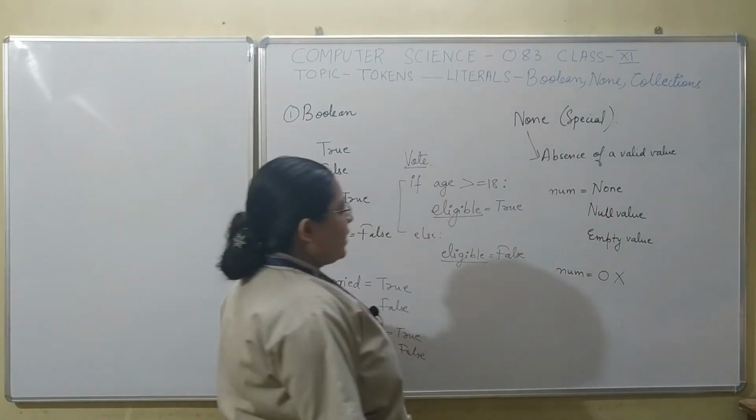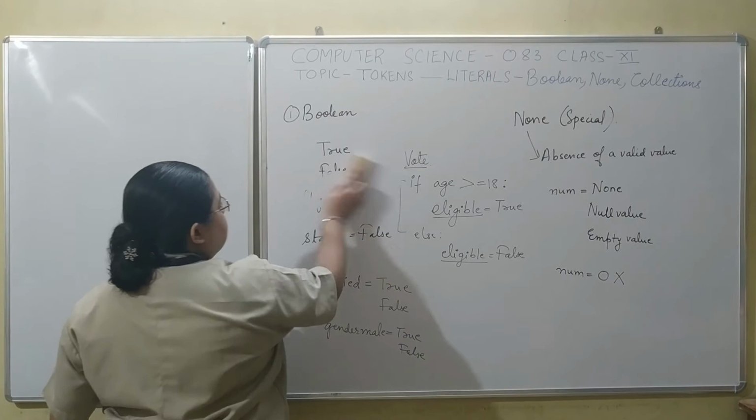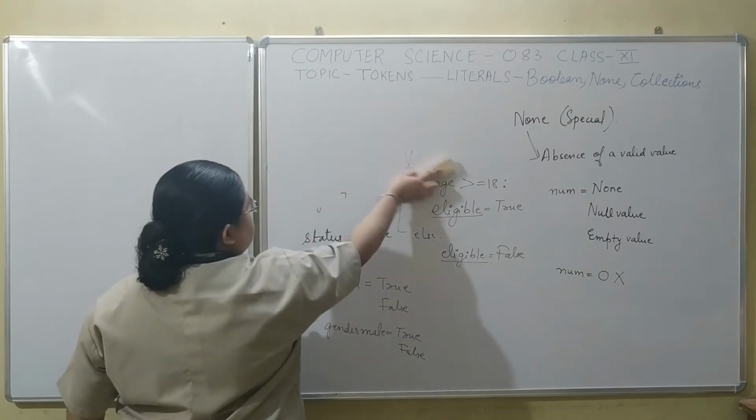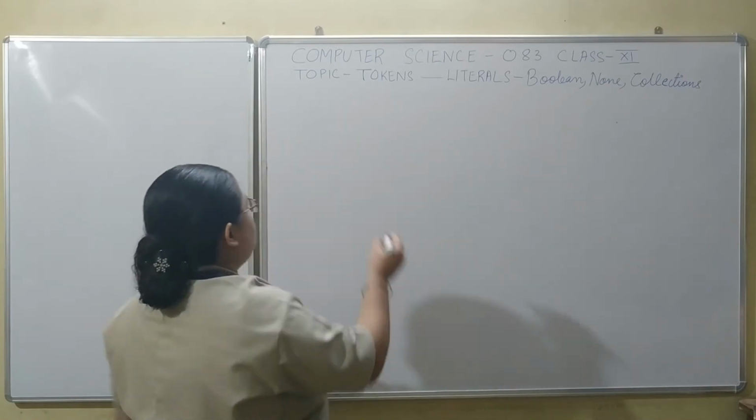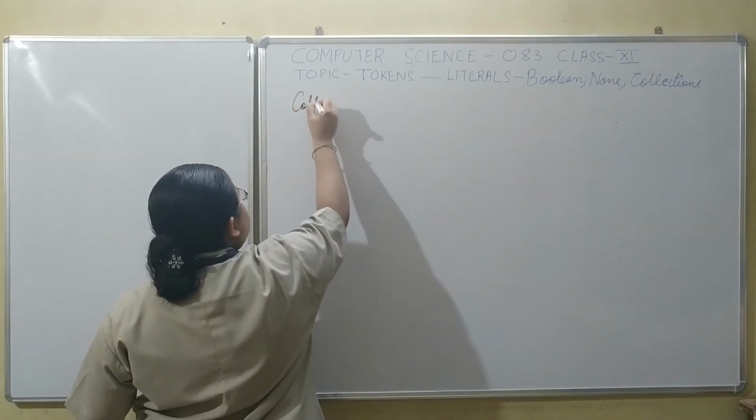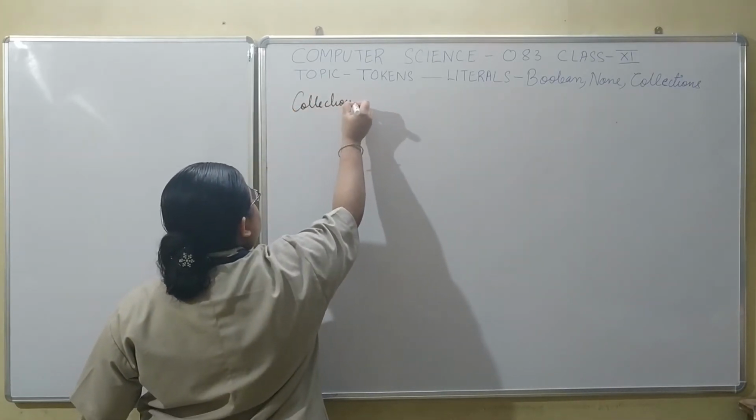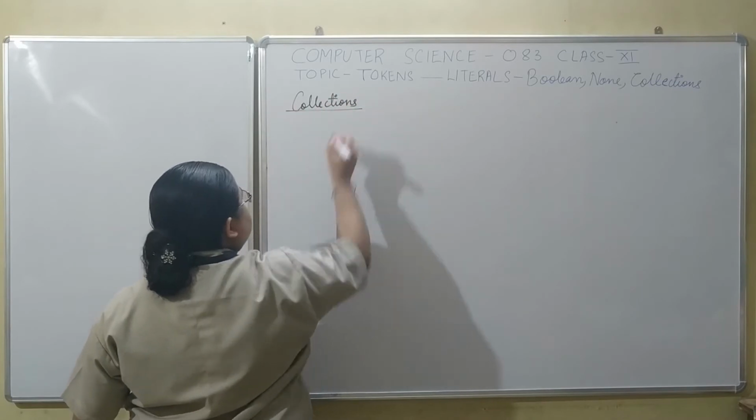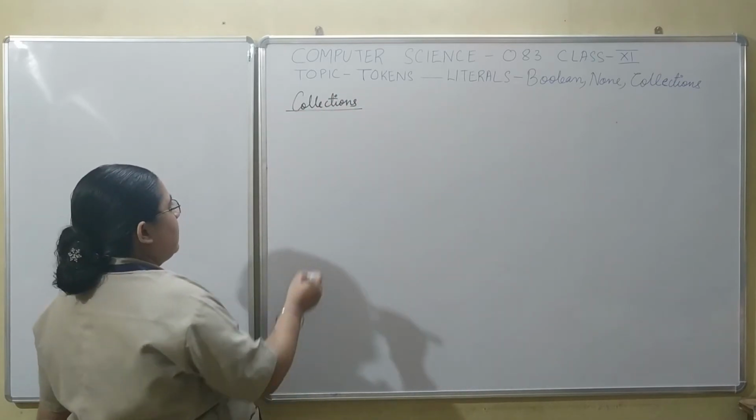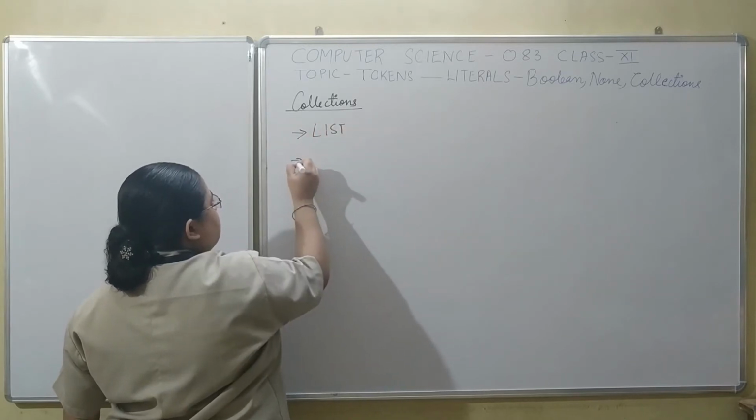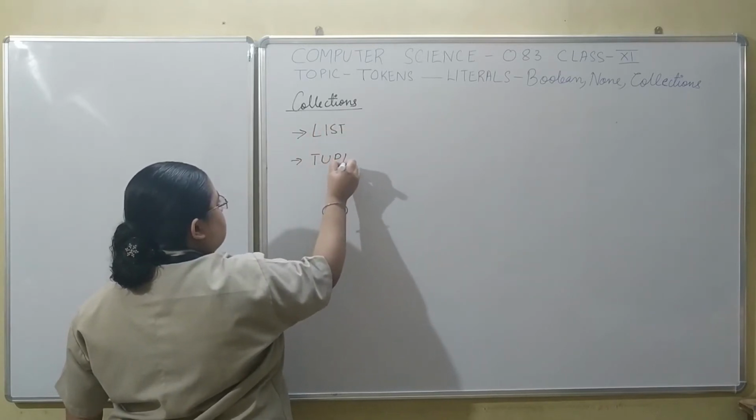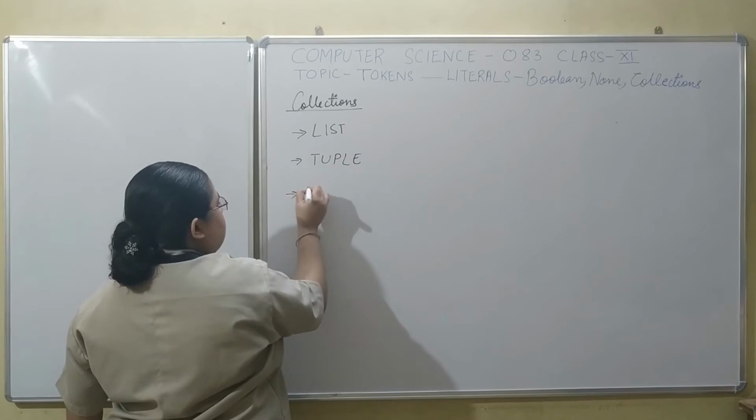And the last one, our last data type is collections. So what are collections? Collections are of these types: list, tuple, and dictionary.